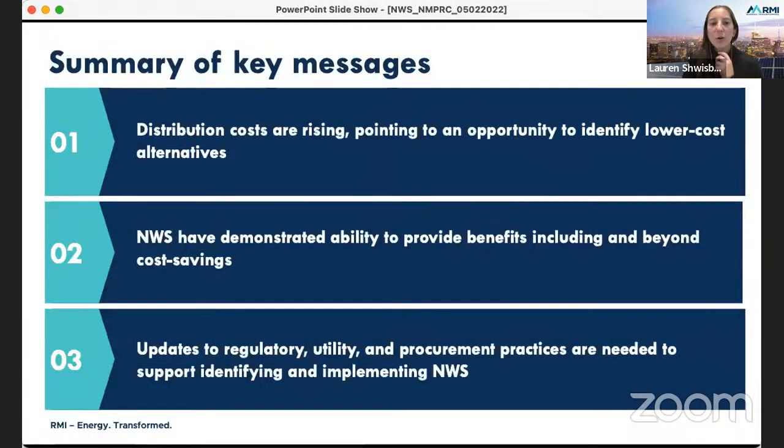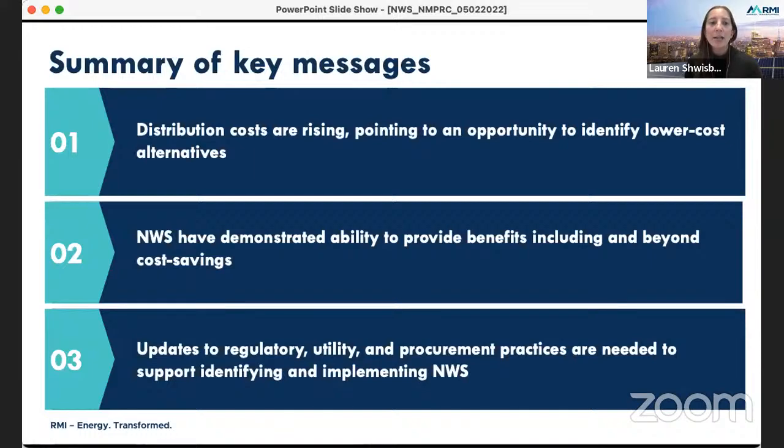First, I just wanted to share 3 key messages, and this is the structure of the presentation that I'll walk through. The first is that distribution costs are rising. This really points to an opportunity to identify lower cost alternatives and a real opportunity to get creative about how we manage these costs and provide bill savings for customers.